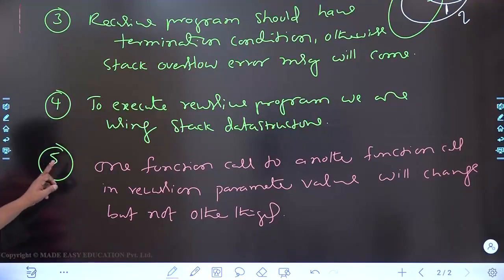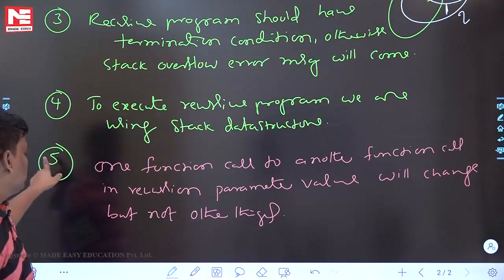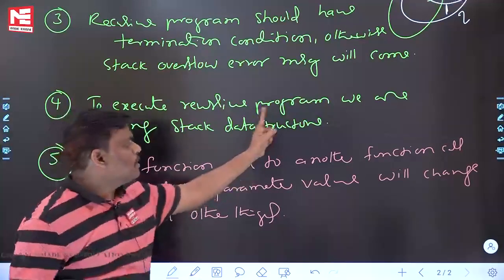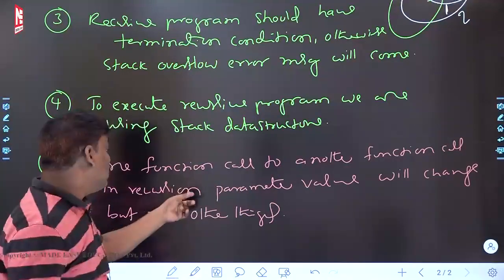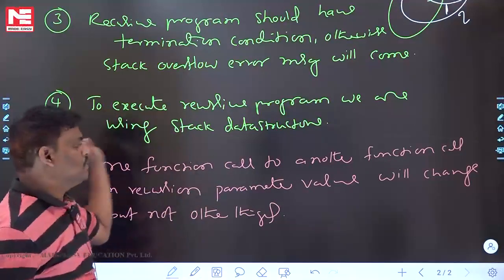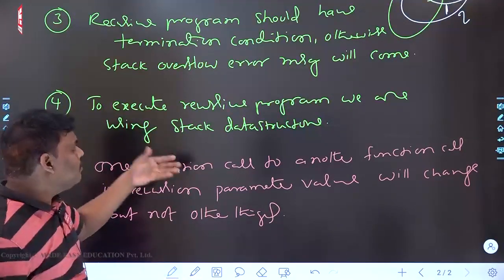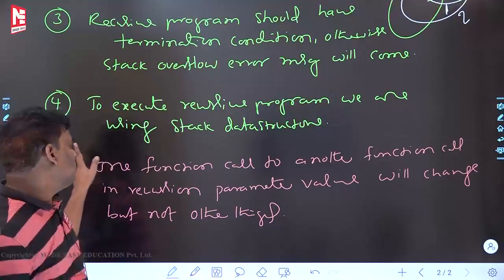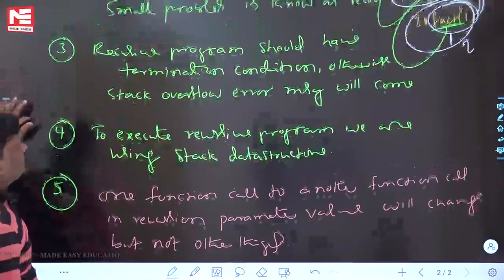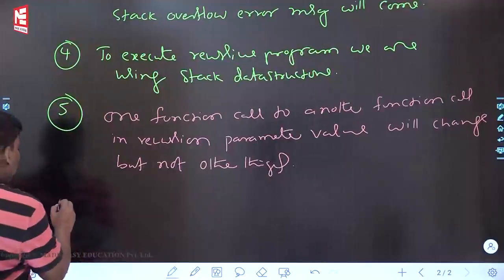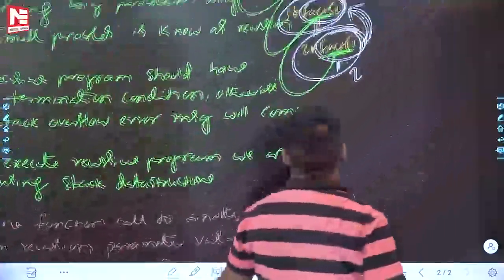I am repeating the 5th point, which I have written here. One function call to another function call in recursion: parameter value will change, but not other things. Other things means names will not change, number of parameters will not change, function name will not change. Only the parameter value will change. So I have said 5 points to you. Please be careful. I will cover the remaining points also. Every point is important here.